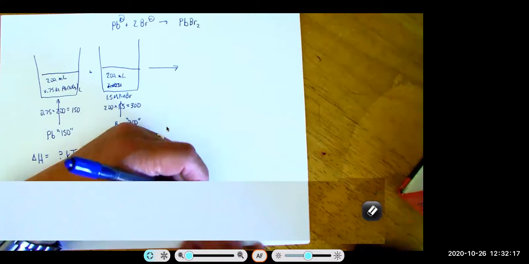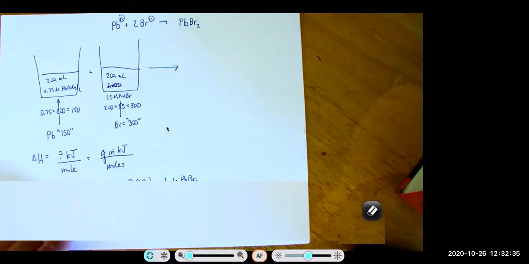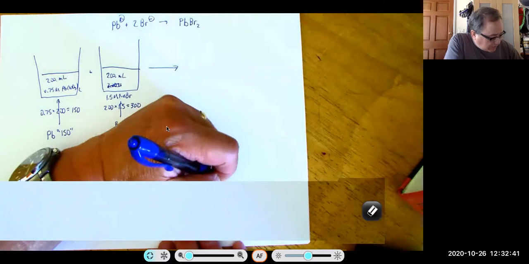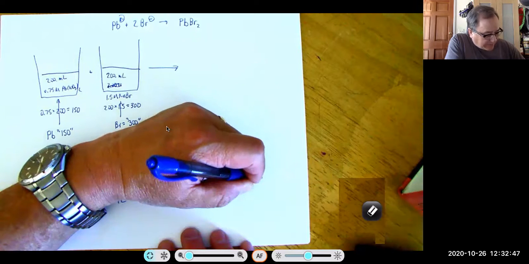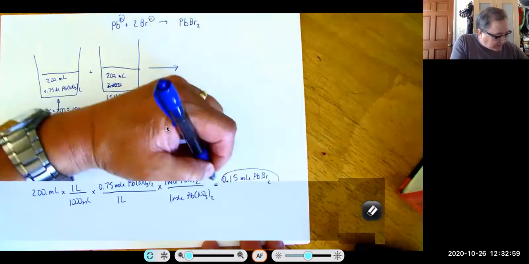Because the balanced reaction, as you can see from the way it's written, is 1 mole of lead(II) nitrate to 1 mole of lead(II) bromide. So this will tell us how many moles of lead(II) bromide we have. And it looks like it's going to be 0.2 times 0.75, which is 0.15 mole of lead bromide, if I did that right in my head. Yep. Okay, so that's how many moles of lead(II) bromide.